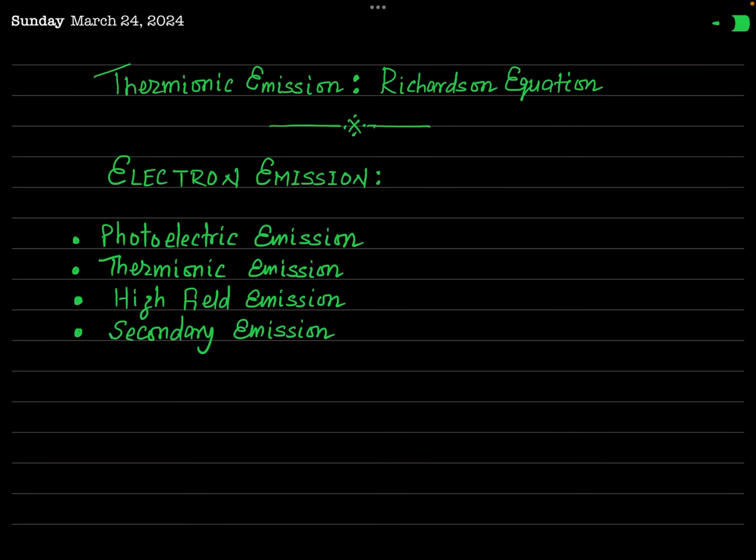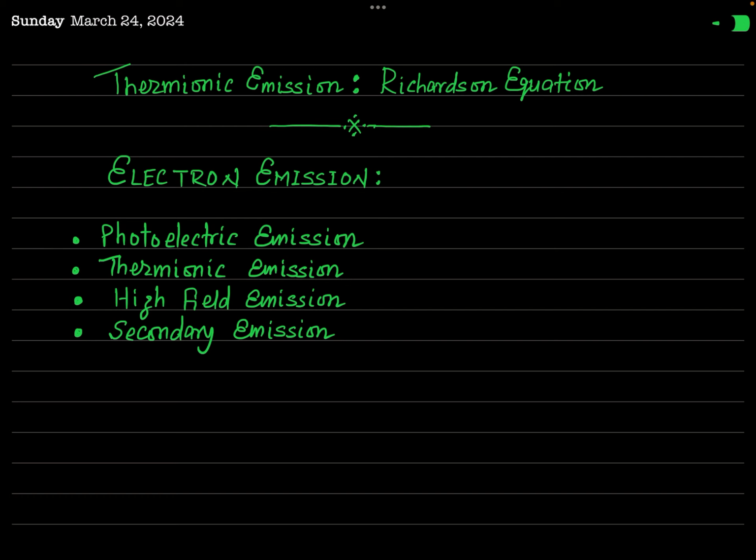In today's lecture, we are going to see a very important application of free electron theory of metals, particularly the Sommerfeld model. We will apply it to discuss a very important phenomenon. You know, metals have free electrons according to the free electron theory of metals.